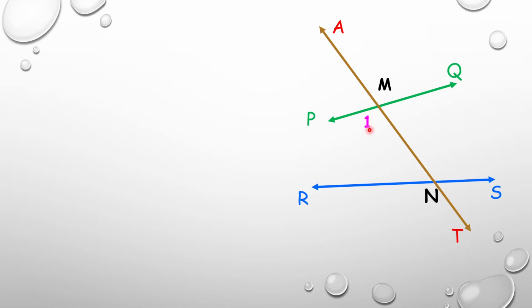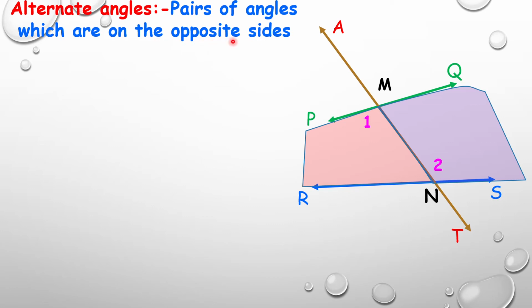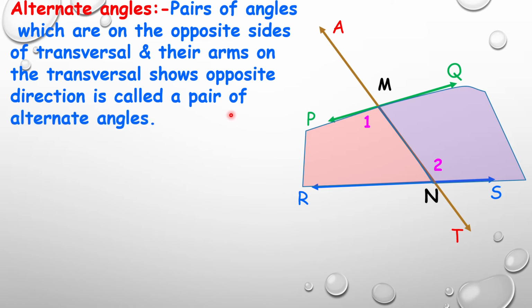If we observe the figure, angle 1 and angle 2 are on the opposite side of transversal, and in the interior part of the two lines. So this is the pair of alternate angle. So the definition of alternate angles is a pair of angles which are on the opposite sides of the transversal and their arms on the transversal shows opposite direction is called a pair of alternate angles. If we observe the figure, angle 1 and angle 2 are the alternate angles.